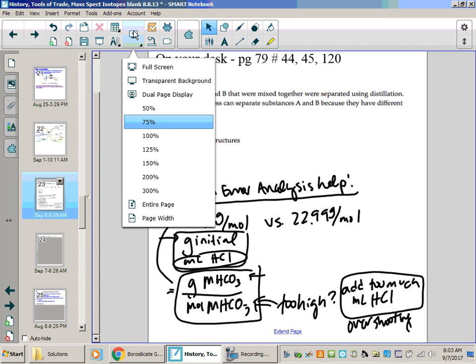On history, laws, and mass spec, you could figure out some of this together.